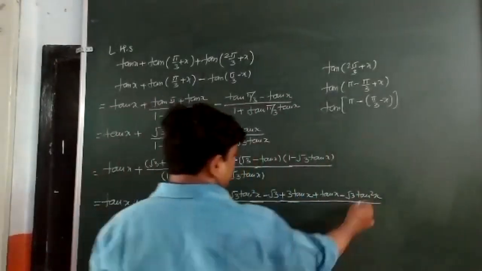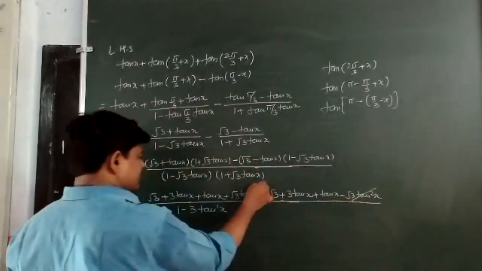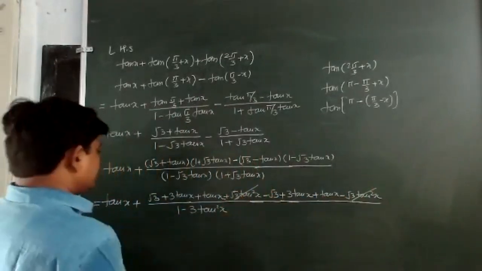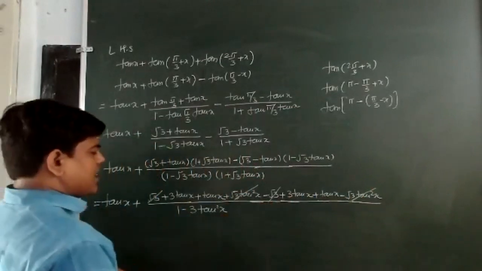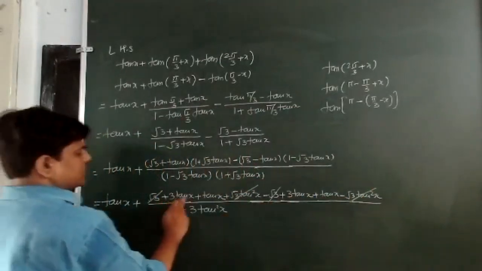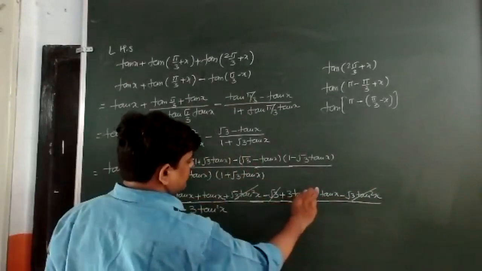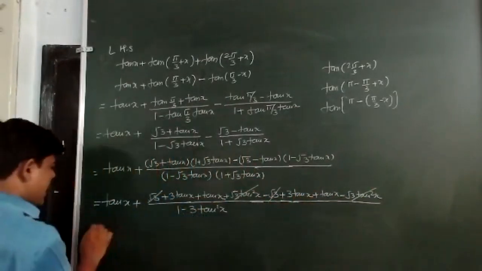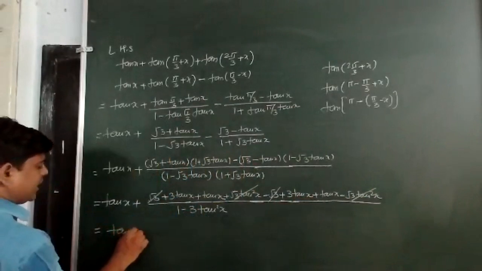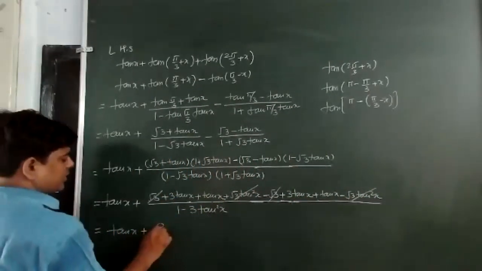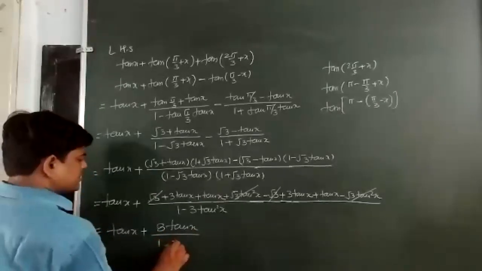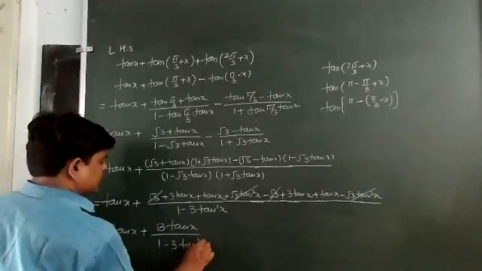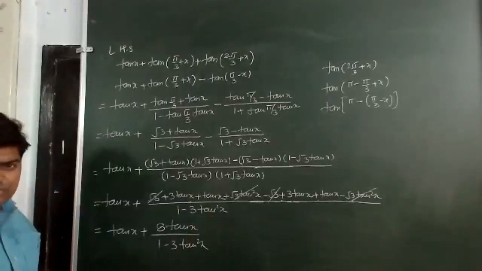So what we have seen, root 3 tan square x and root 3 tan square x are going to eliminate. Root 3 and root 3 are also eliminated. And the rest of the thing, whatever I am having, I'm just going to write 3 plus 1 is 4, plus 3 is 7, plus 1 is 8. I'm having something like that: tan x plus 8 tan x upon 1 minus 3 tan square x. Okay, there is no problem.